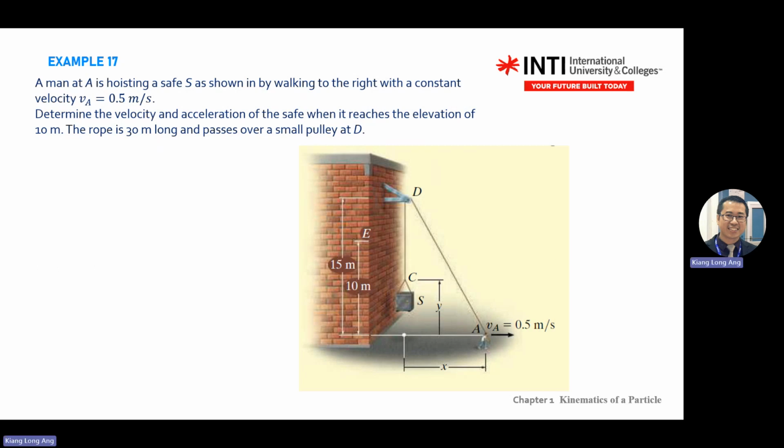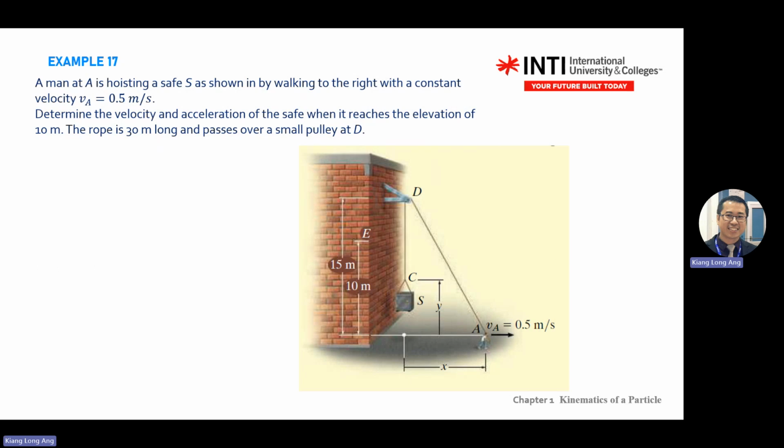A man at A is hoisting a safe, walking to the right with a constant velocity vA equal to something. Determine the velocity and acceleration of the safe when it reaches a certain height. So we pull, the man walks, then this one goes up. When this one reaches 10 meters from the floor, it asks you to determine the velocity and acceleration.